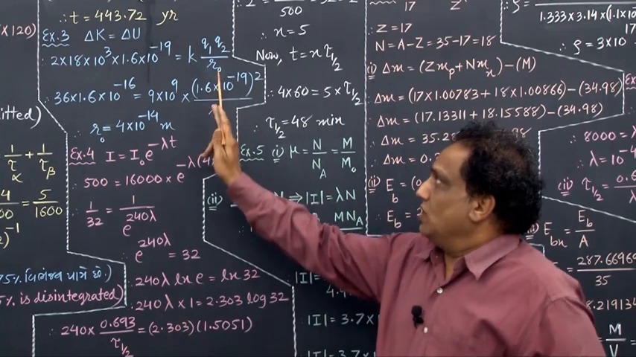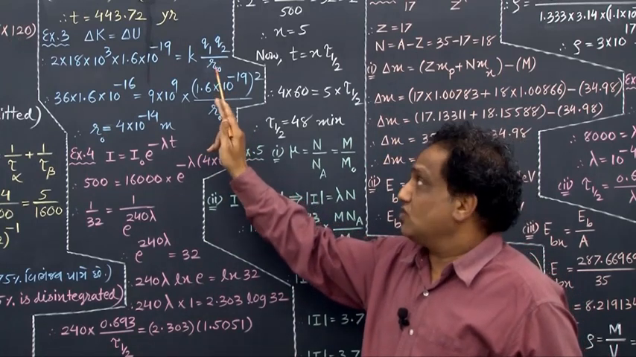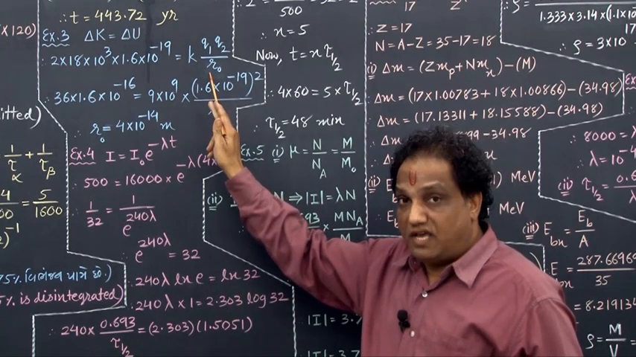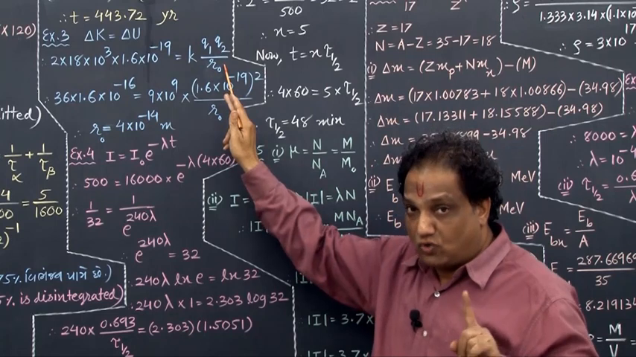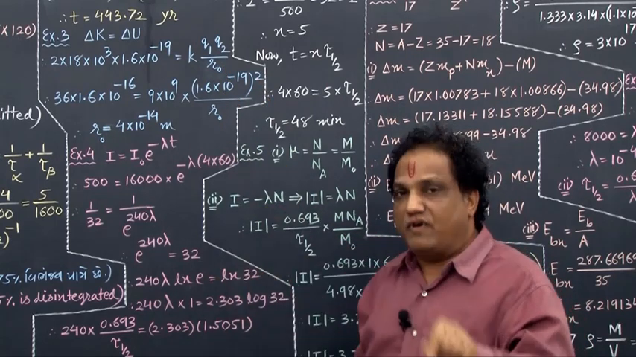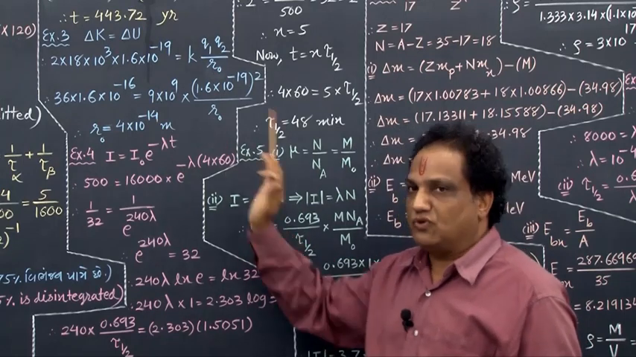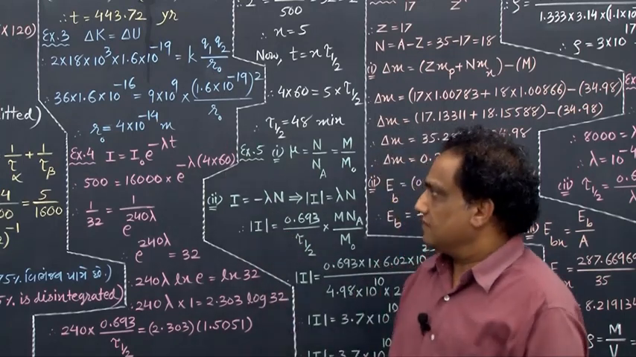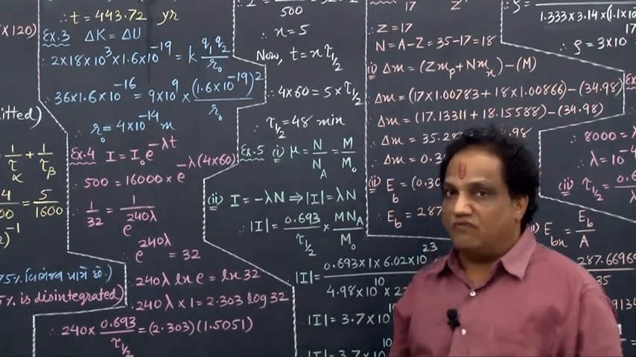Wait, don't write here R0 square. See, in the original formula it is not R square, it is only R. In hurry, don't write K Q1 Q2 upon R square. No, this is the formula of potential energy, where the formula is K Q1 Q2 upon R. Instead of R, I am putting R0, correct? Fine. If they ask this value in Fermi, suppose, how would you convert it into Fermi?